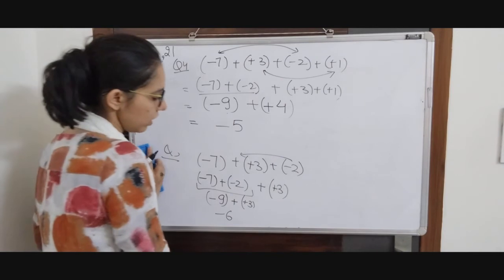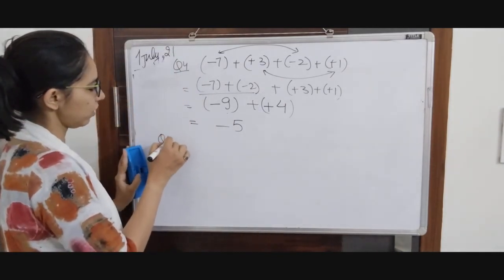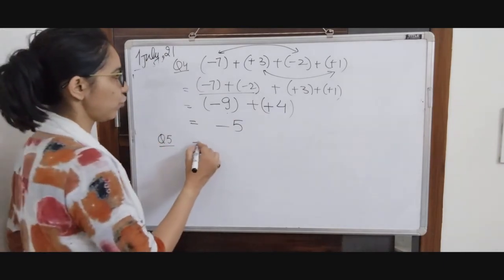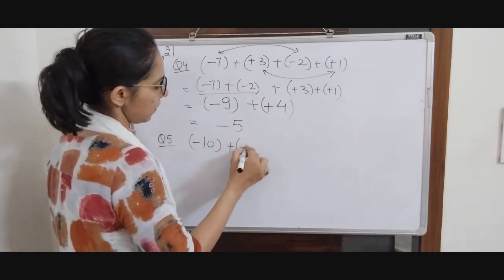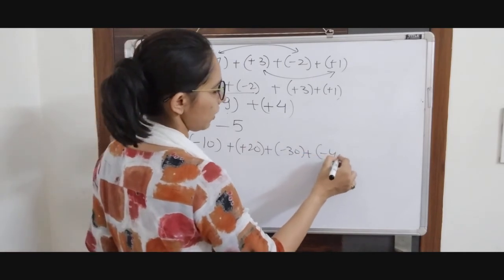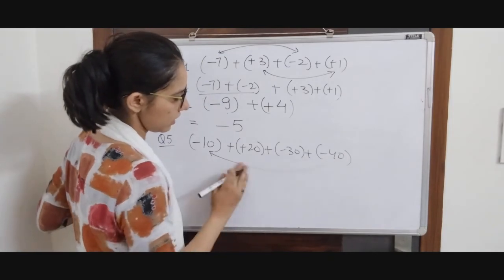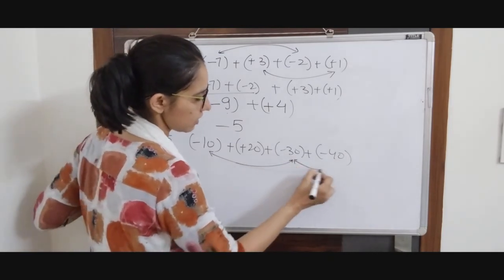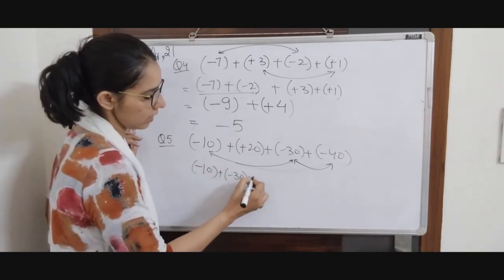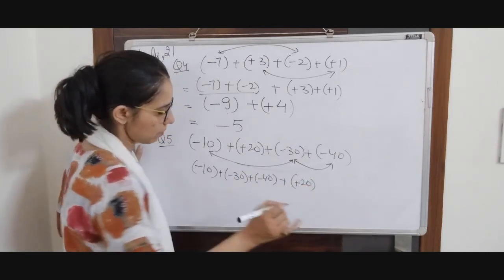Okay. So whatever kind of question you have, you are going to apply this method only. So suppose you have minus 10 plus 20 plus minus 30 plus minus 40. You will club the negative numbers. These, this and this, are negative numbers. So I will write minus 10 plus minus 30 plus minus 40, and I will write my positive number separately.